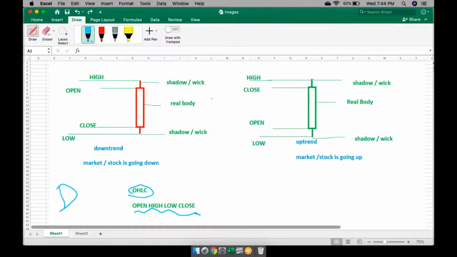I'll repeat again. Opened, went down, and again came up, closed. Now what is the candle? Red candle, because open is above, close is below. It's a daily candle. Market opened here, went above, and closed here. Now what candle is this?